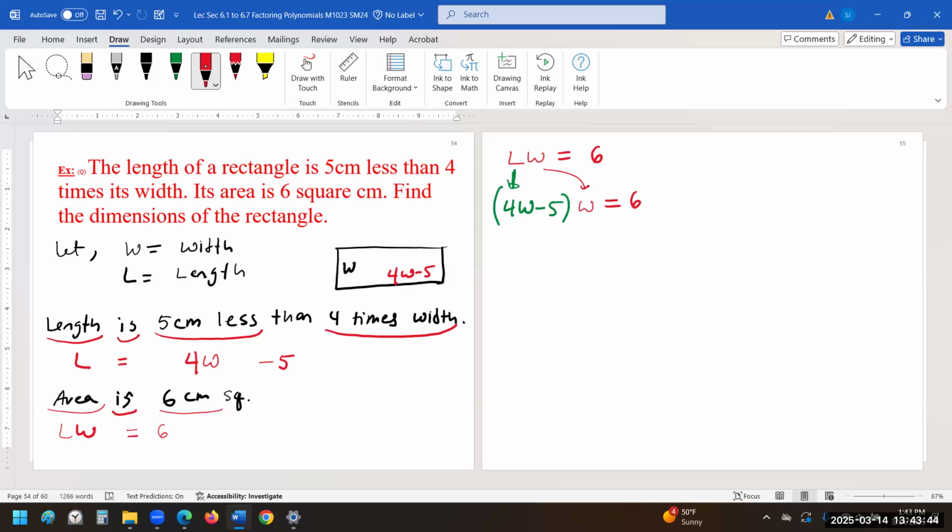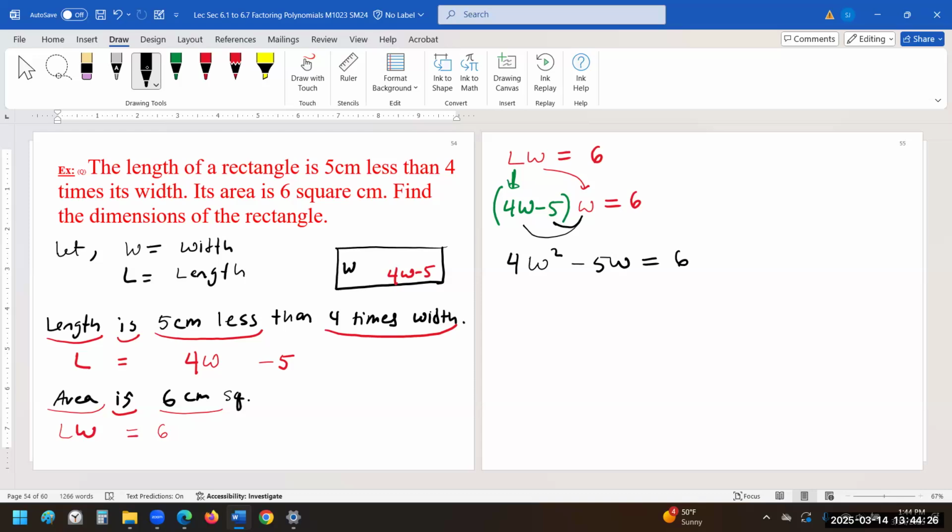Now are we happy? Do you see 1 variable or 2 variables this time in the equation? 1. So you're some happy, right? At least a little bit happy. But still we're unhappy because we don't know this format. This format looks weird. What can you do so that this format becomes something familiar? We have to distribute. So when you distribute, what do you have? 4W squared minus 5W equals 6.